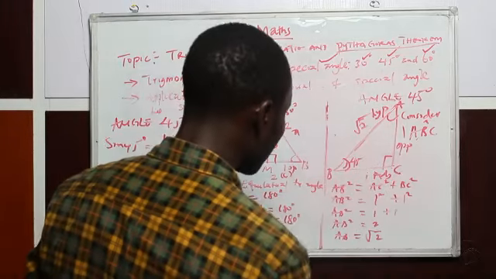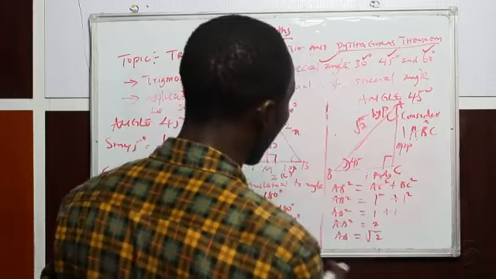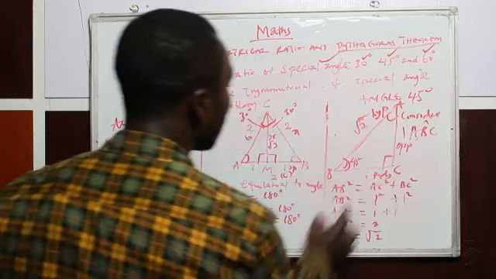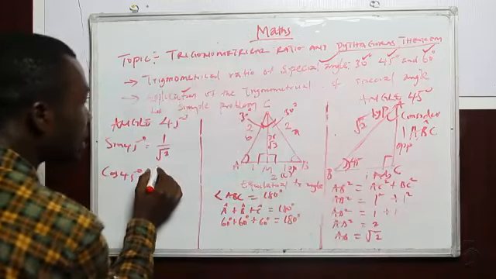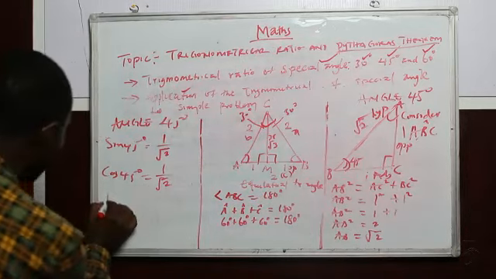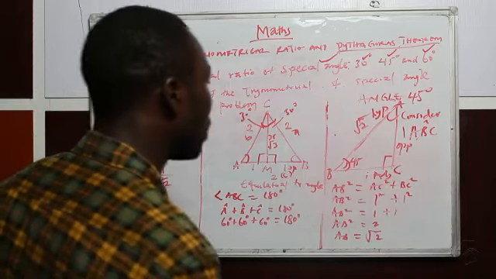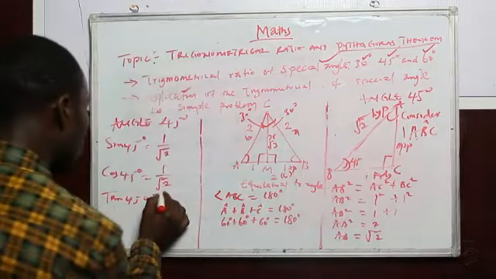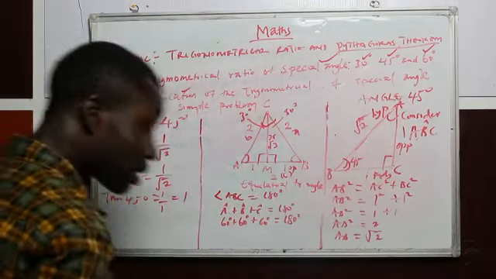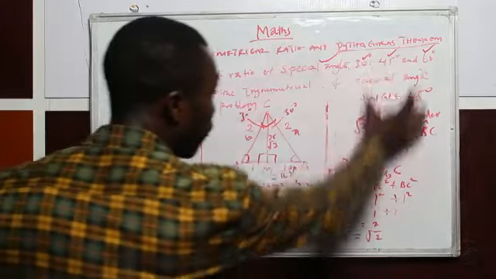Cos means CAH, that is adjacent over hypotenuse, which is the same thing as 1 over root 2. Good. Then tan 45 degrees. Check tan 45 degrees in your calculator. Opposite over adjacent, which is 1 over 1, which is equal to 1. Tan 45 degrees in your calculator will give you 1, which is absolutely correct, or which I've proven here.